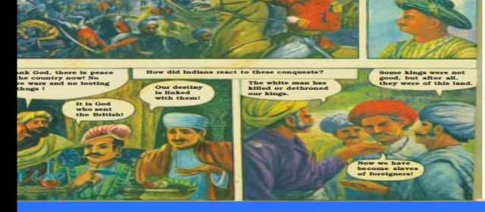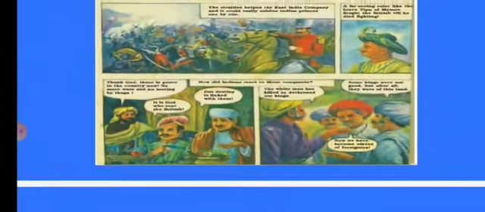"Thank God there is peace in the country now. No more wars and no looting by thugs. It is God who sent the British." How did Indians react to these conquests? See this picture. "Our destiny is linked with them. The white man has killed or dethroned our king. Some kings were not good, but after all, they were of this land. Now we have become slaves of foreigners." Now see, Indians are worried also.